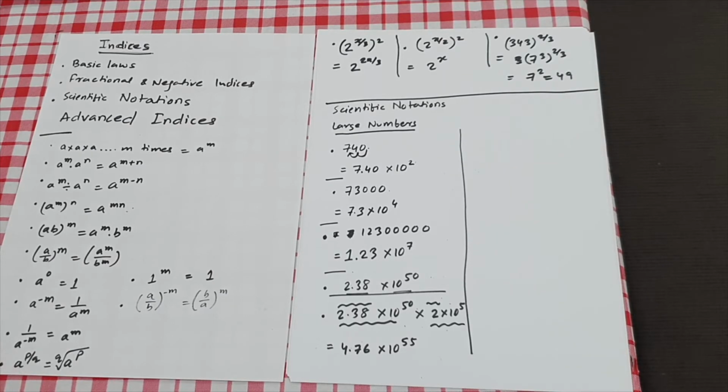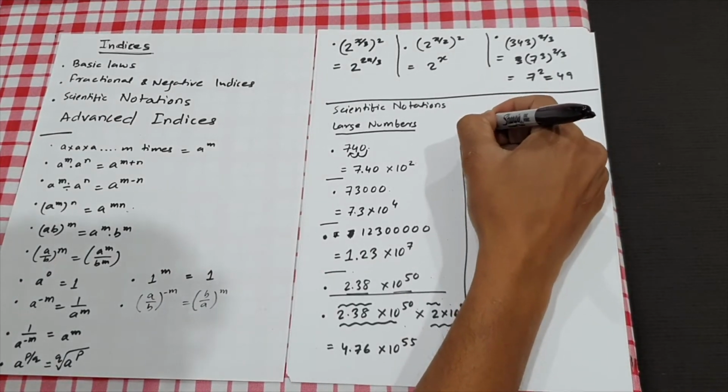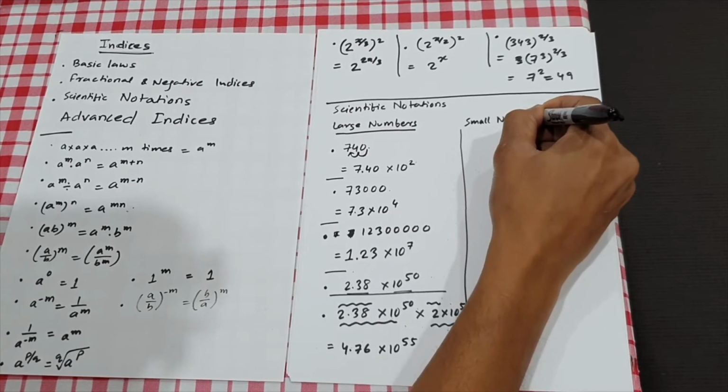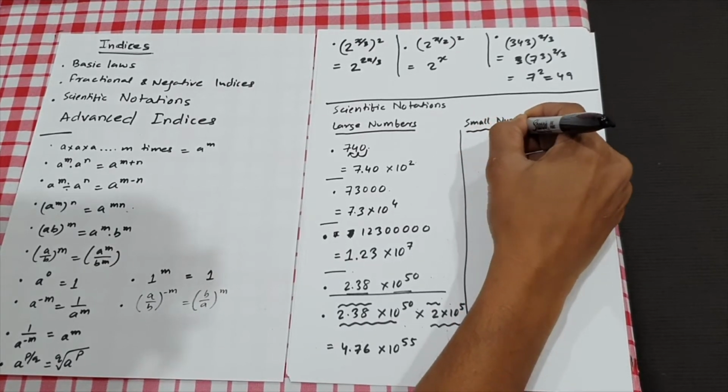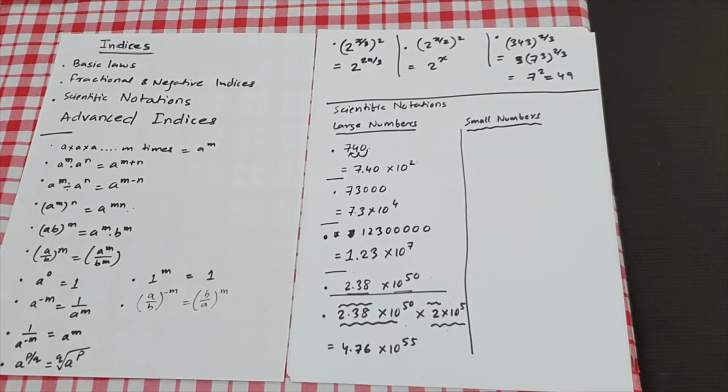We will now do the small numbers on scientific notation. Similar to the large numbers, you have small numbers. Sometimes you could have very small numbers that you have to express in scientific notation. What we do is we move the digits.